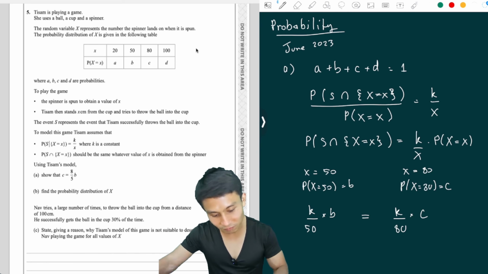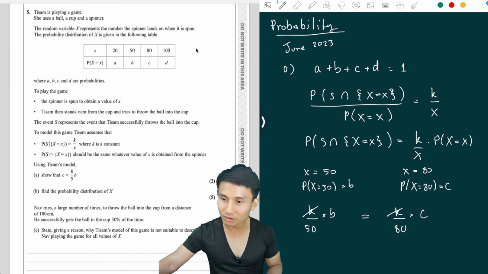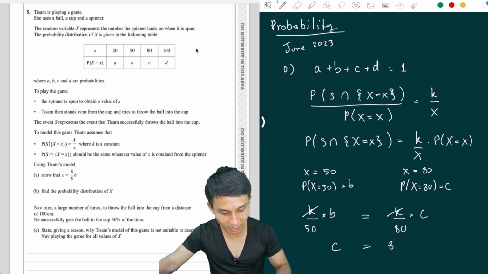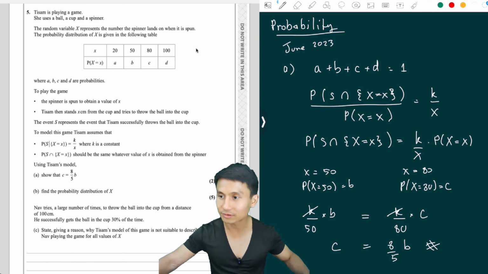Now, obviously k cancels, so we can get that equation there. If we make c the subject, we get 8 over 5b, as required. So that's it.